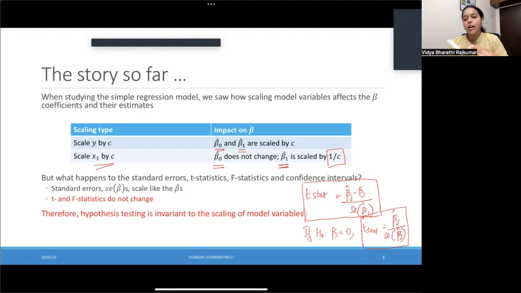A similar conclusion applies to F statistics as well. Based on some more material that we'll learn as we go through the slides, we'll be able to figure out how and why the F stats don't change. But that's an exercise for you. So the bottom line is hypothesis testing is invariant to how we scale the model variables. So let's look at an example to understand how this works.